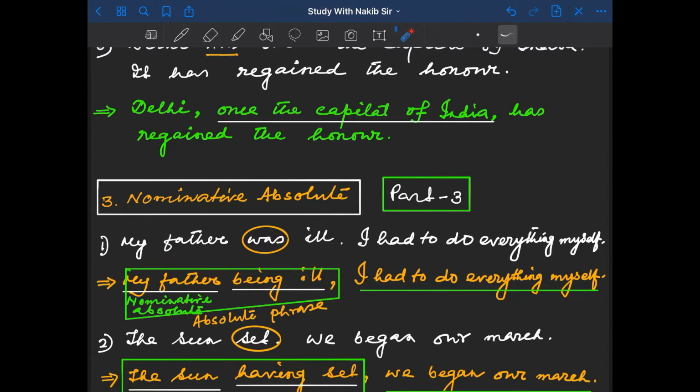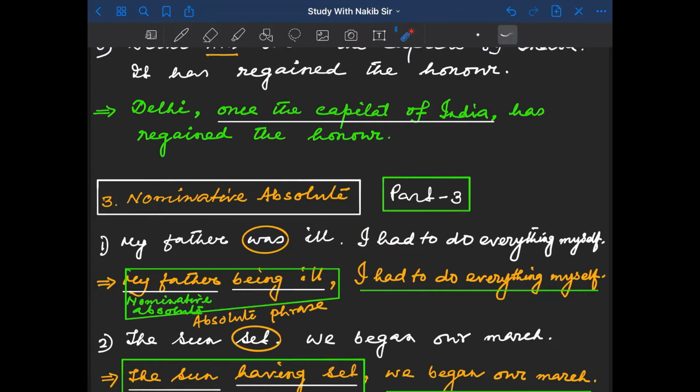First example, my father was ill. I had to do everything myself. See this. Two sentences are there. First sentence is my father was ill. Second sentence is I had to do everything myself. Two sentences with two different subjects. Here the subject is my father. Here the subject is I. So two different subjects. How can two different subjects be put without any trouble in a simple sentence?